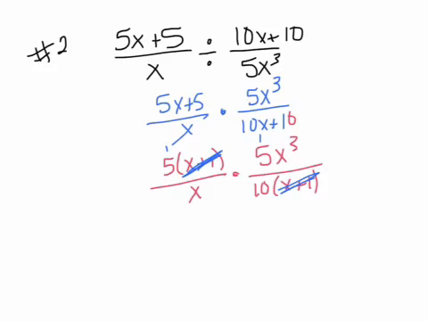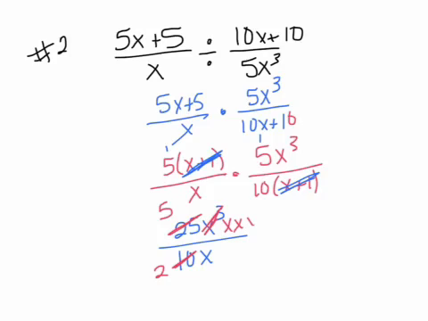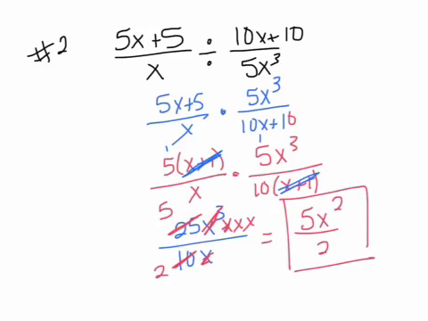5 times 5 is 25, x to the third on the top. I have a 10 and an x on the bottom. So now, 5 goes into 25 5 times. 5 goes into 10 twice. I can rewrite x to the third as 3 x's. So I can cancel one of these x's with one of those x's. And on the top, I'm left with 5x squared. On the bottom, I'm left with 2.